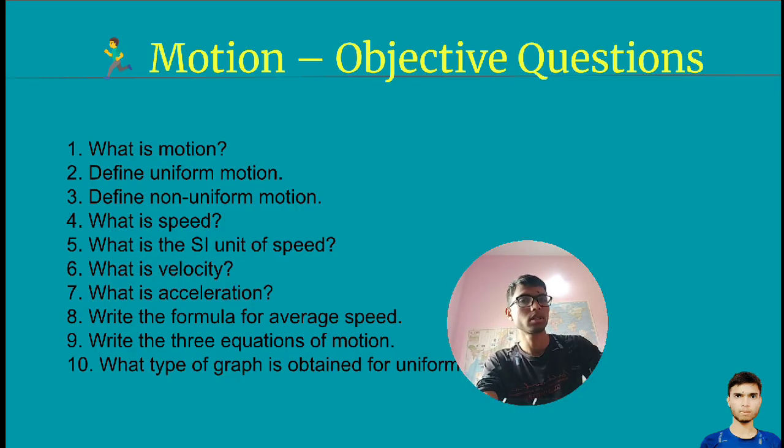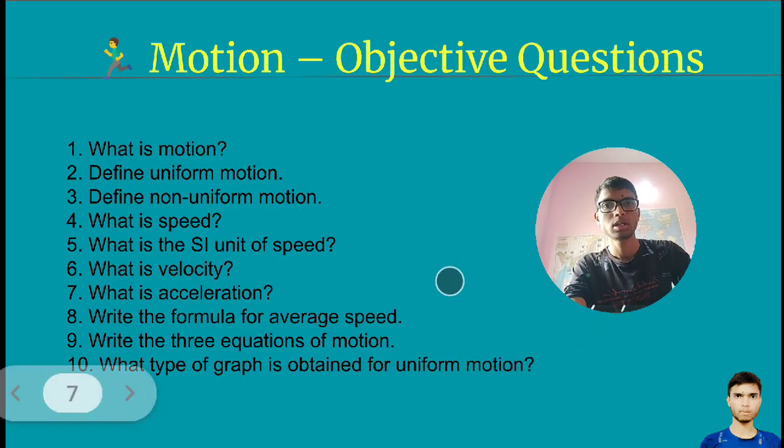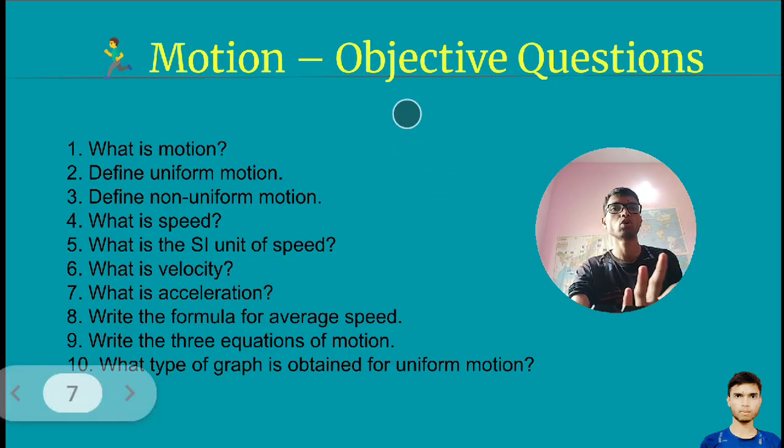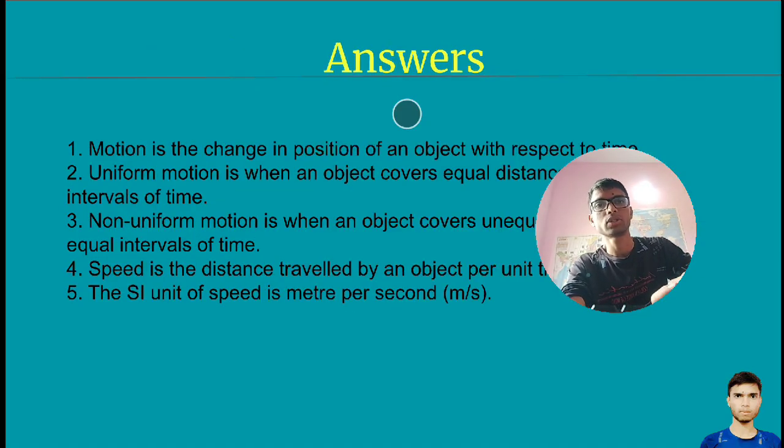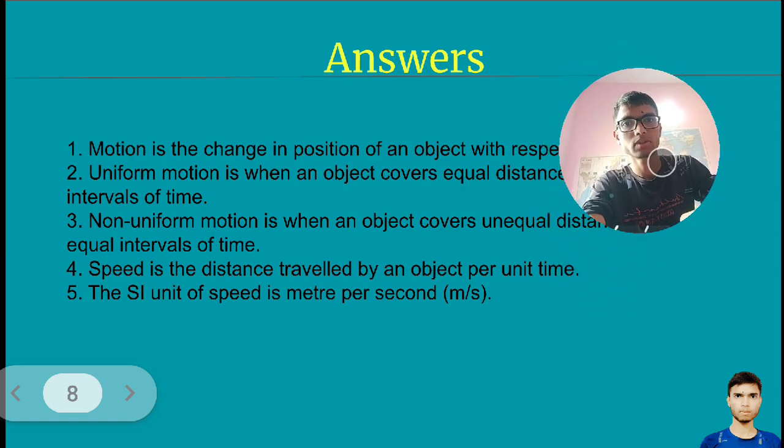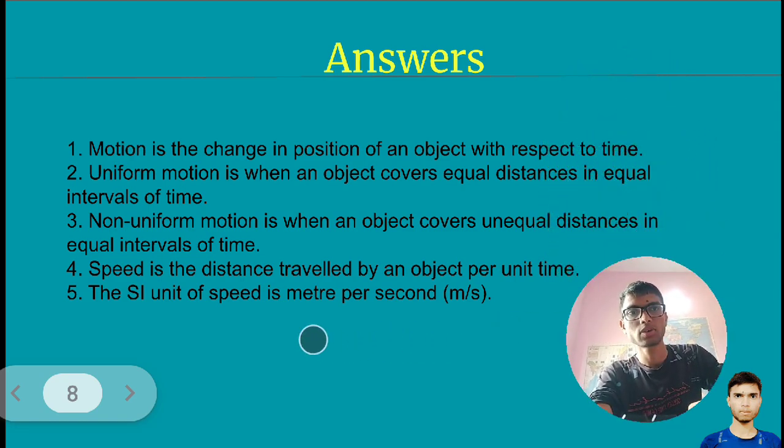Now I am moving next toward which type of graph is obtained for uniform motion. For uniform motion, the graph will look like this. The line will be straight for uniform motion. For non-uniform motion, the line will be a curved line. Clear? Now the answer is here. As you can see, the SI unit of speed is meter per second.